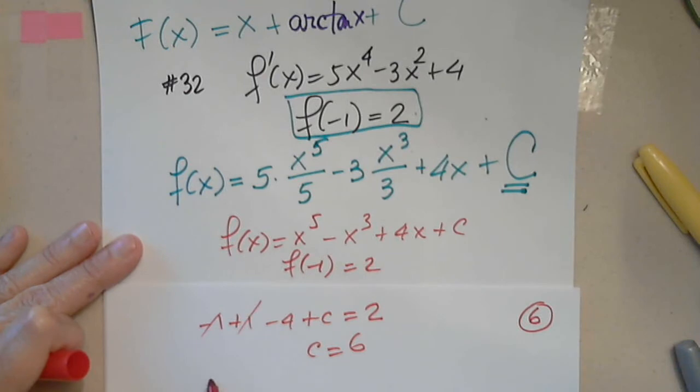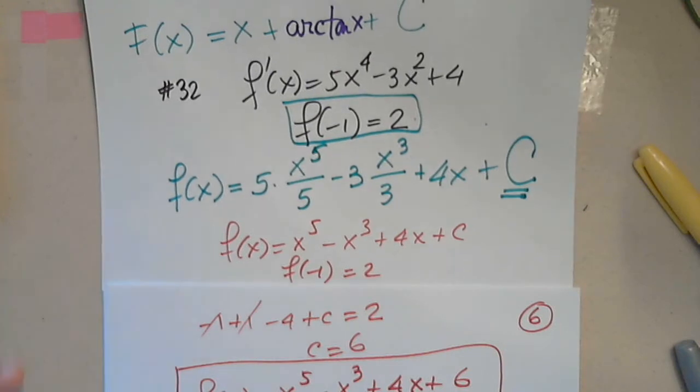So therefore, there is only one function, which is x to the fifth minus x to the third plus 4x plus 6, that fulfills the given conditions. There is nothing else.